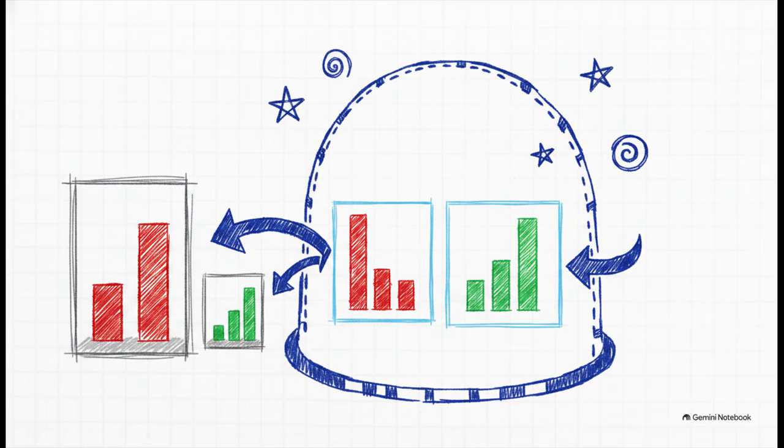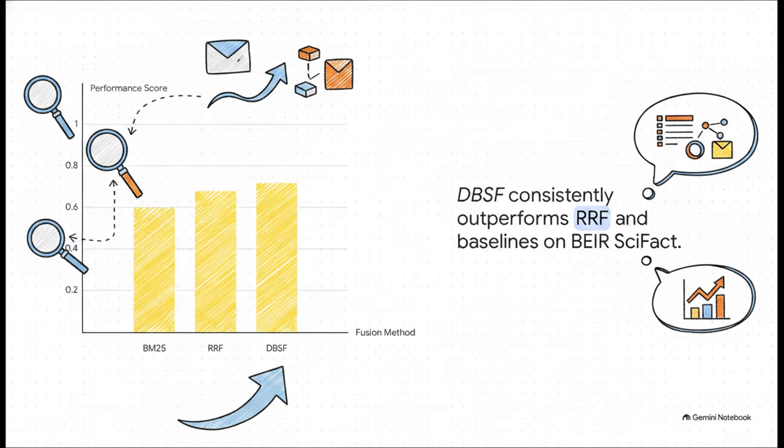What is so cool about this is that this scaling creates a statistical safe zone. It completely prevents a model with a huge numerical range from bullying a model with a smaller range. If your keyword scores go from 0 to 100, but your vector scores only go from 0 to 1, DBSF completely neutralizes that scale difference. But, and this is key, it perfectly preserves the actual magnitude of relevance within each list. It's just fundamentally fairer.